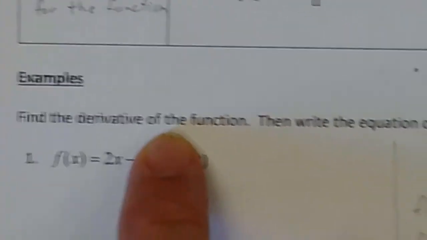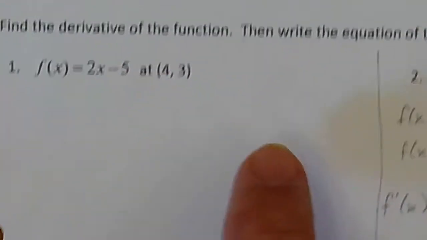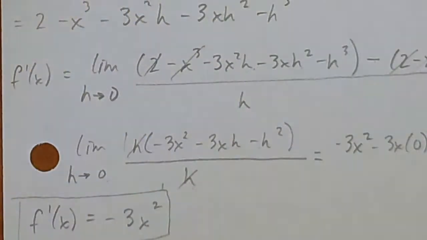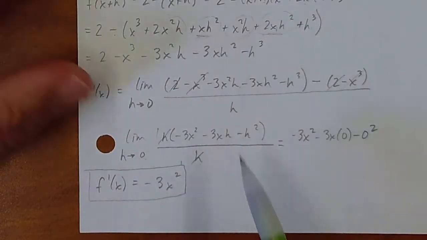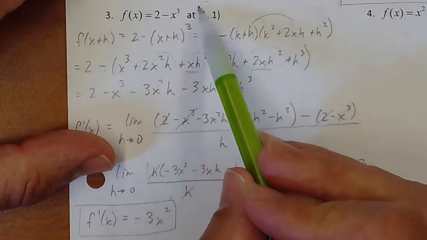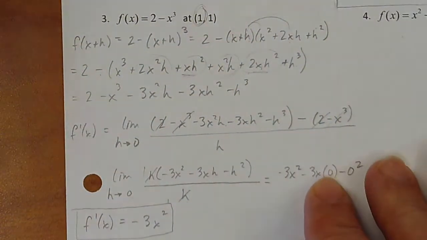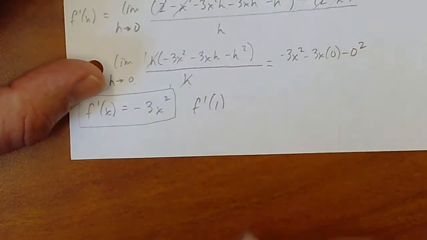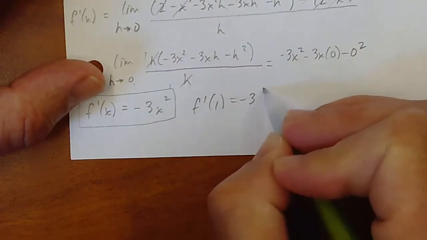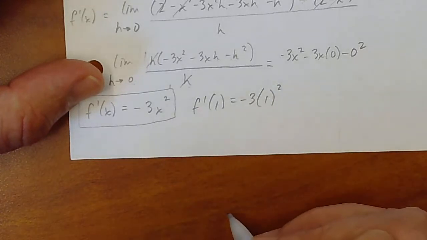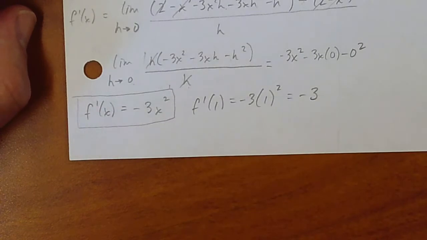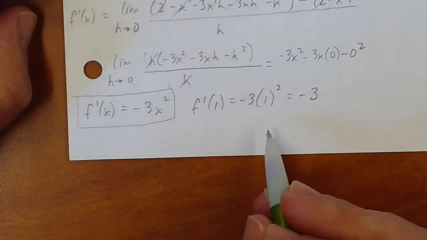All right, so we just did step 1. We found the derivative of the function. Then we're going to write the equation of the tangent line at the given point. So my given point is 1, 1. So to find the slope at this spot, I want to use this x value of 1. Okay, so f prime at an x value of 1 will be negative 3 times 1 squared, which gives us negative 3. So that is the slope of the tangent line at an x value of 1.